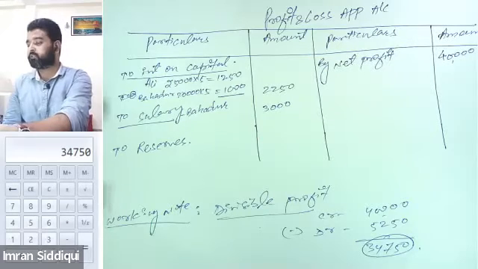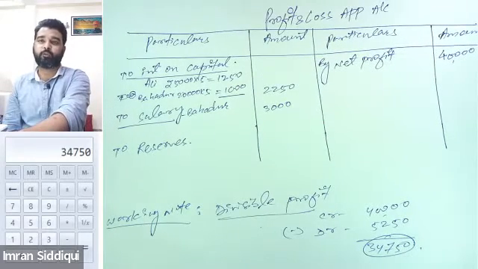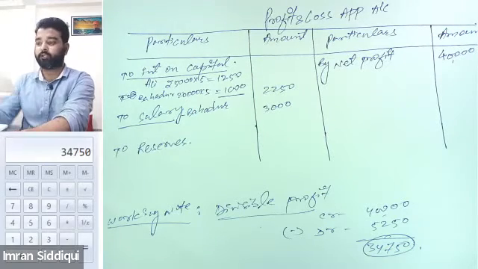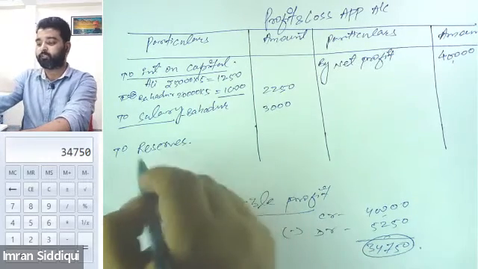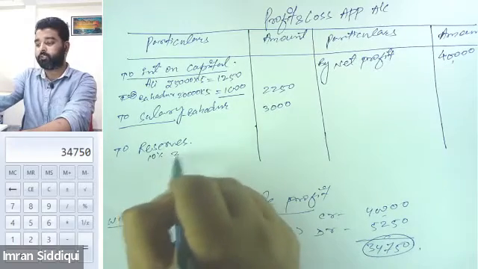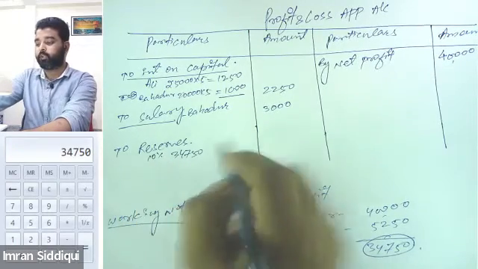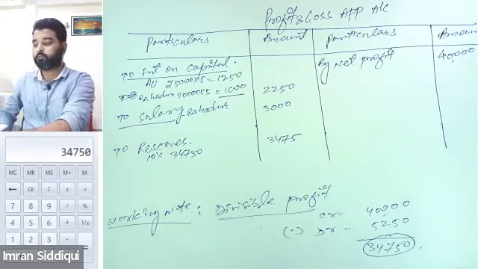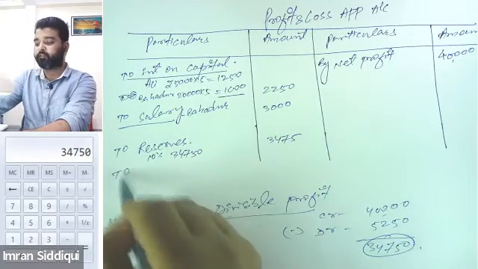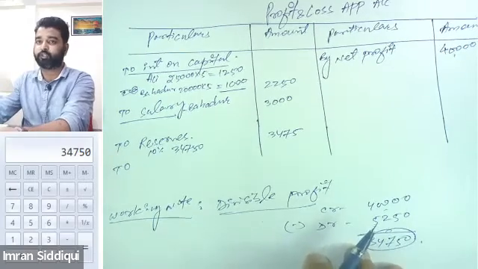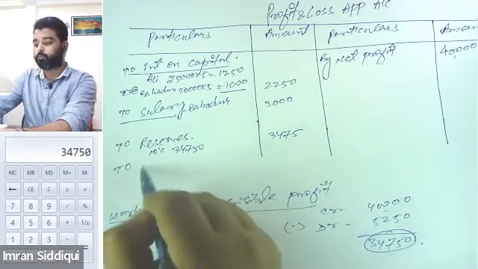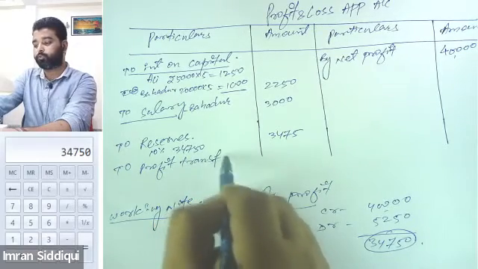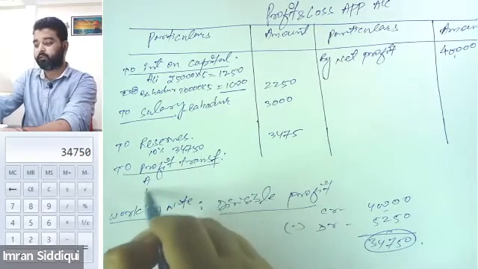Tell me how much percentage we are required to maintain. We are required to maintain a 10% reserve out of the divisible profit. That means 10% of 34,750. It will be 3,475. And then finally, the remaining profit will be divided among the partners in their profit sharing ratio. So now, to profit transfer to partners, Ali and Bahadur.